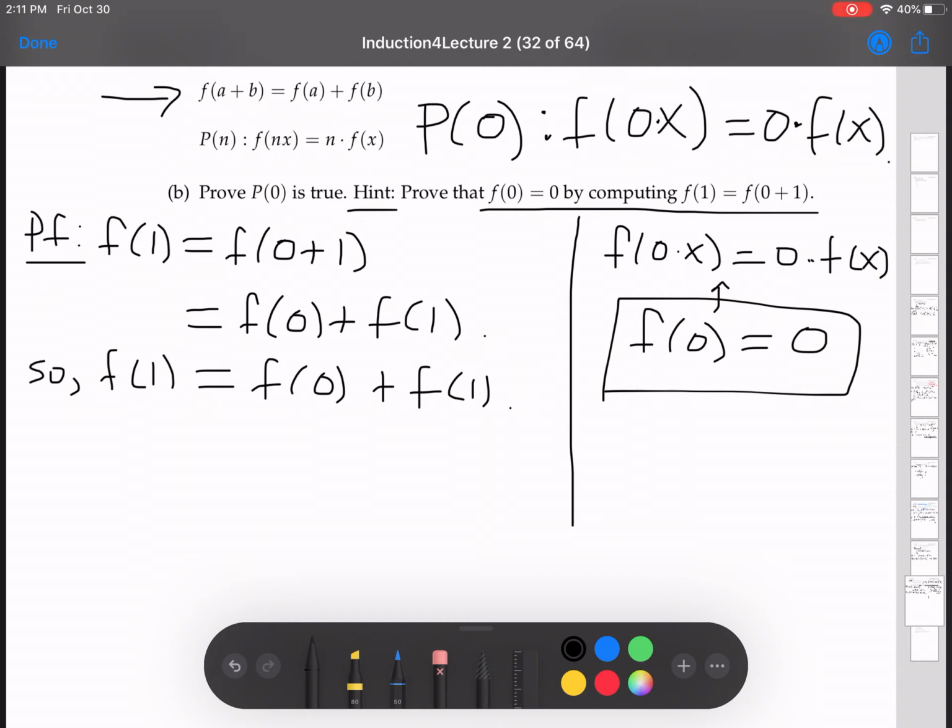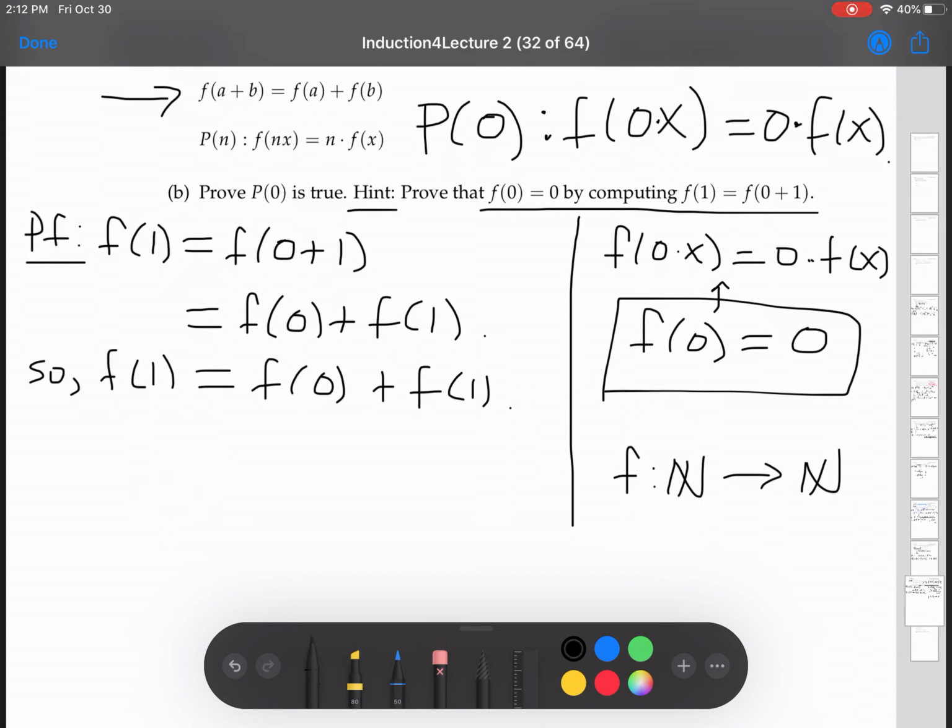Now, there are two ways to go about proving that f of 0 equals 0 from this. One way is you could do some algebra and subtract f of 1 from both sides, and then you get that f of 0 equals 0. But also, you could take note of the fact that all of this is happening in the natural numbers. f is a function from the natural numbers to the natural numbers. So the domain is the natural numbers, and the range is a subset of the natural numbers. It may not be all the natural numbers, but it's at least a subset of them. The f of x values are values in the range.